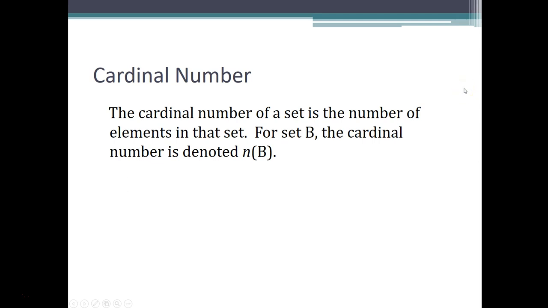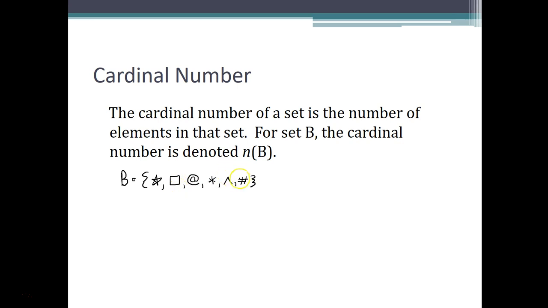The cardinal number for a set is the number of elements in that set. Let's say you have a set B, the cardinal number is denoted with a little lowercase n and then parentheses B, the name of the set. So let's say set B contains a star, a square. Remember, sets are collections of objects. They can contain all kinds of things. One of those @ symbols, an asterisk, a caret, and a pound sign. Some of you might recognize that as hashtag.